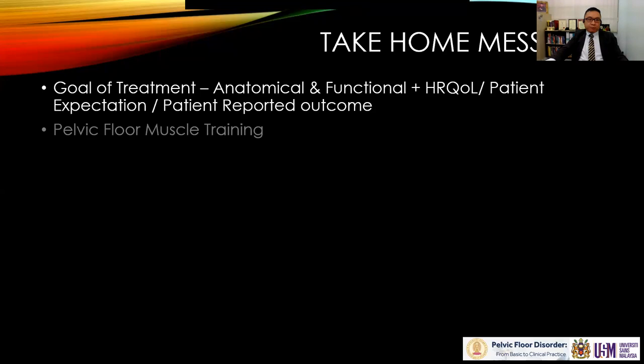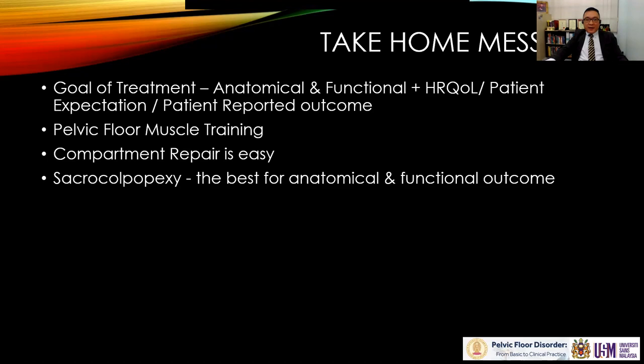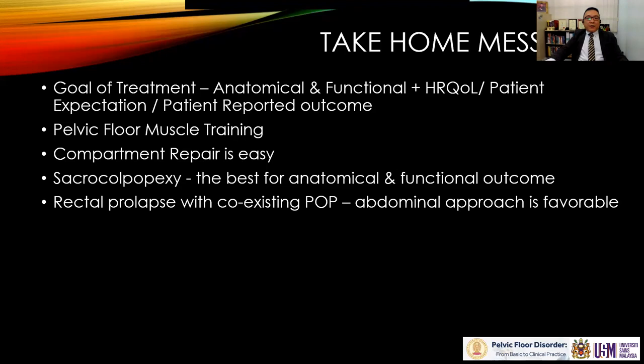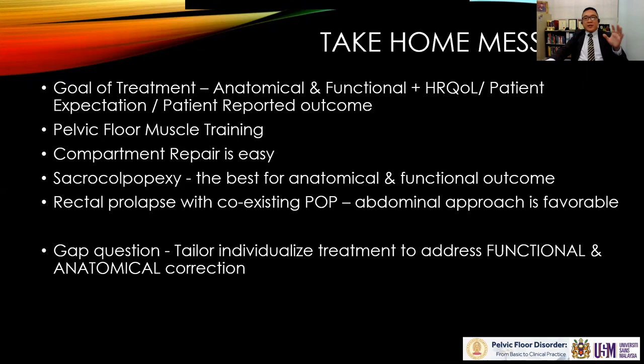Pelvic floor muscle training should always be the fundamental of our treatment. Compartmental repair is easy, so we can use it, but bear in mind that it is not ideal. Sacrocolpopexy is the best, with the best outcome in terms of anatomical and functional outcome. And the patient with rectal prolapse with coexisting POP should be offered an abdominal approach repair rather than a perineal approach. So the gap question that we all face now is, how do we tailor and individualize a treatment to address both functional and anatomical corrections?